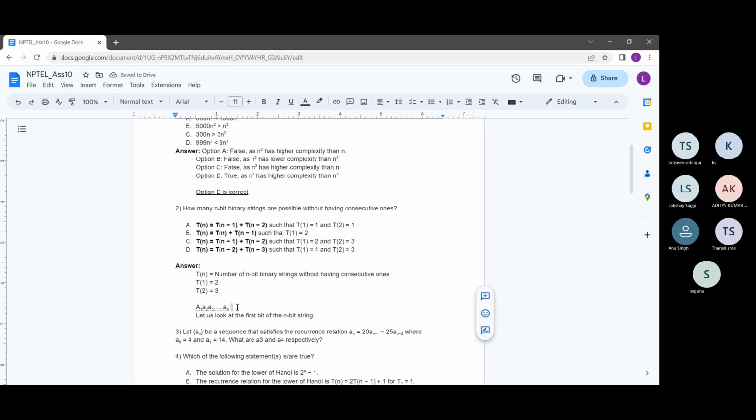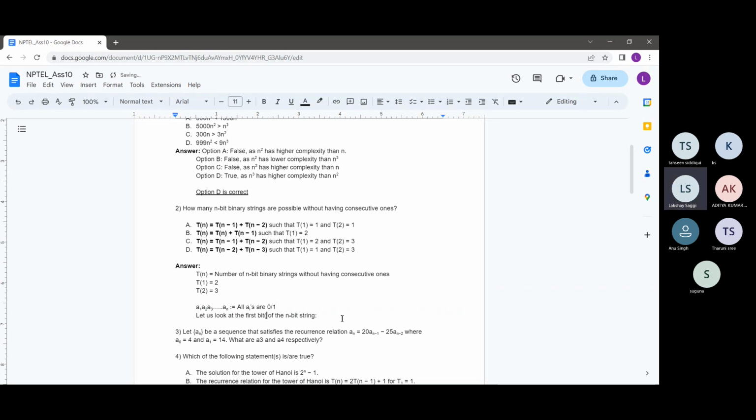So an n-bit string will look like A1, A2, A3 up to AN, where all the AIs are 0 or 1. Now let us look at the first bit of this n-bit string.